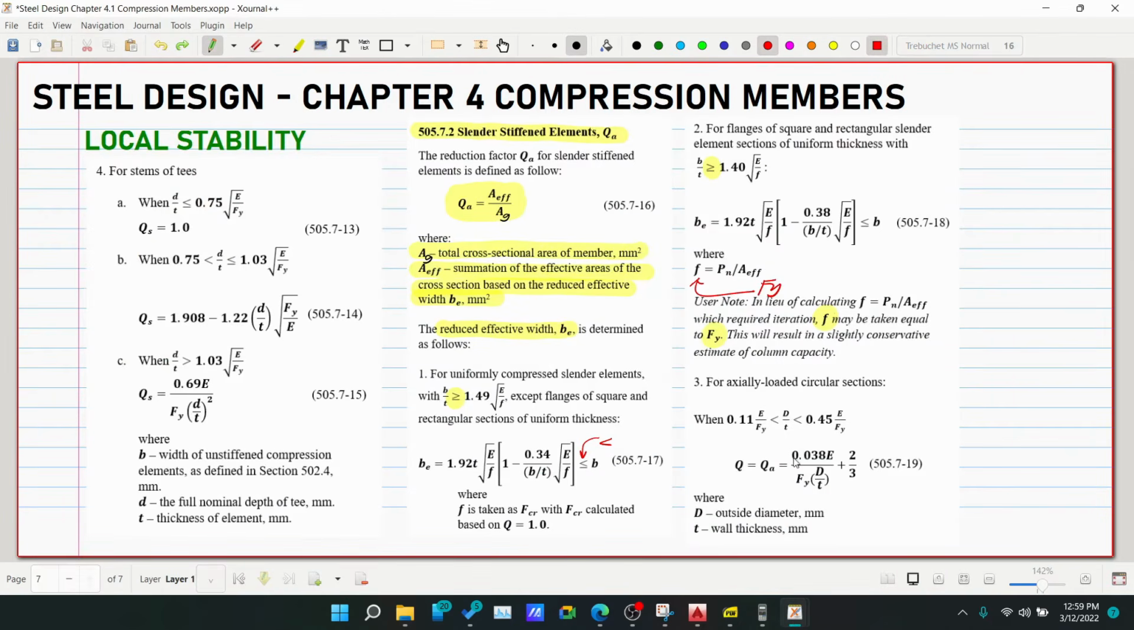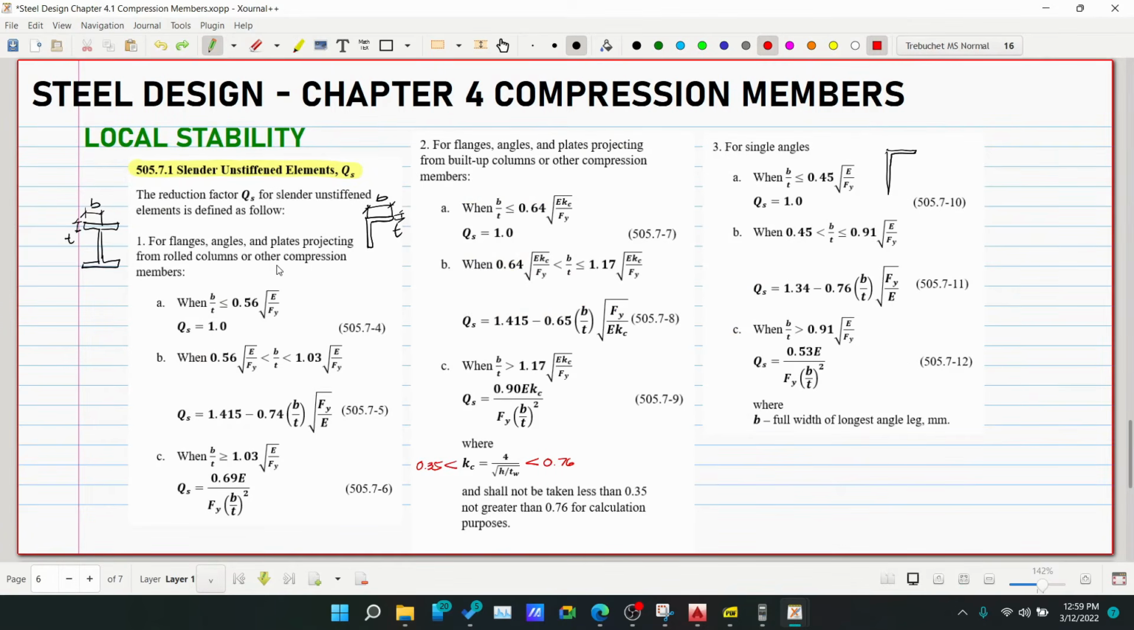Just in case naman na greater than, meron naman tayong susundin dito. Kung ang ating b over t is greater than 0.56 and less than 1.03 square root of E over Fy, ito yung kukuha natin na Qs. Then, kapag naman yung ating b over t is greater than 1.03 square root of E over Fy, ito yung ating Qs. Since wide flange ito, meron tayong unstiffened element and stiffened element. Yung ating Q dyan is equivalent to Qs multiplied by Qa.